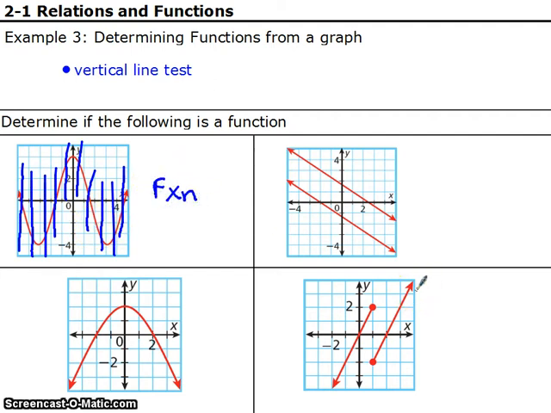I want you to try these other 3, determine if they're functions or not functions, and then unpause the video and see if you got them right. All right, this one on the right here, we've got 2 different lines, but if we consider them as all one graph, if I draw a vertical line, see how I'm going to hit 1, 2. That tells you right there, not a function.